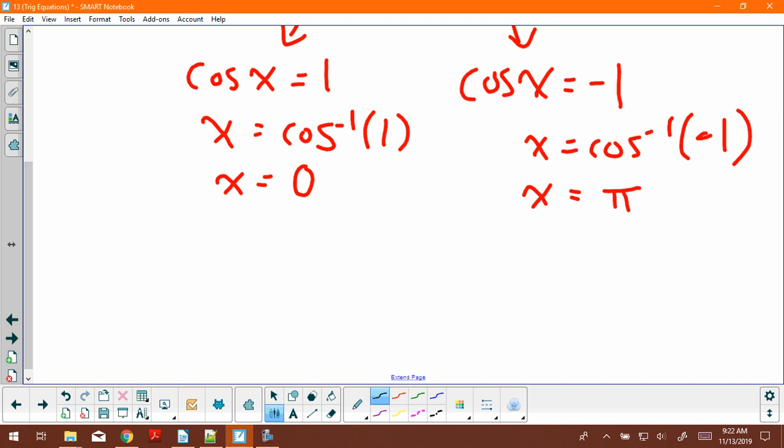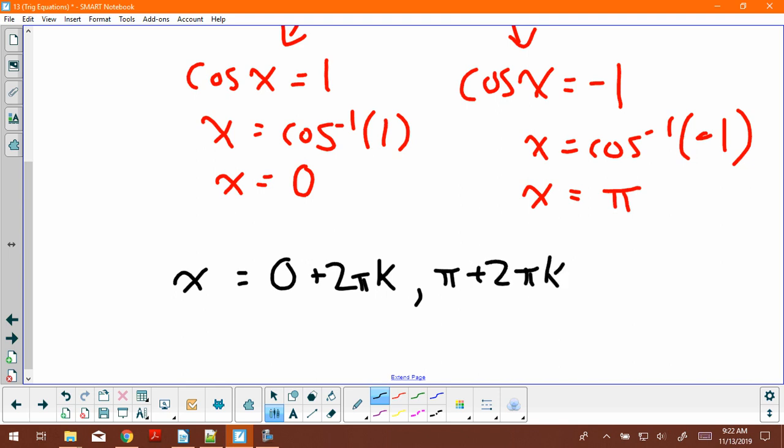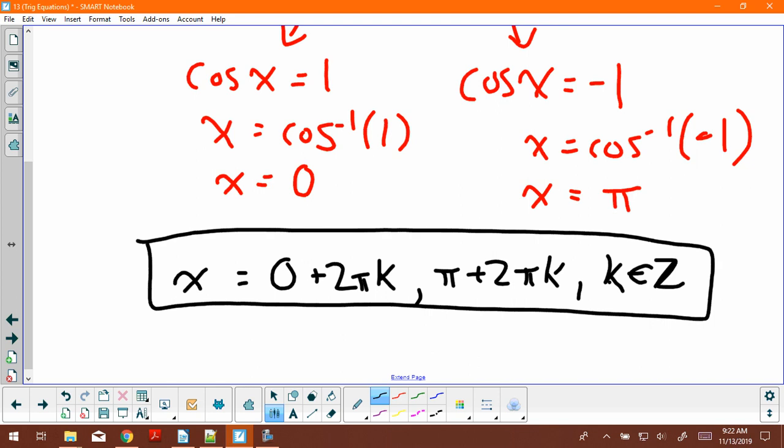My general solution then is that x is equal to 0 plus 2 pi k, or we could have just written 2 pi k, or it's pi plus 2 pi k, where k is an integer. And that is my full solution, or general solution, to that equation.